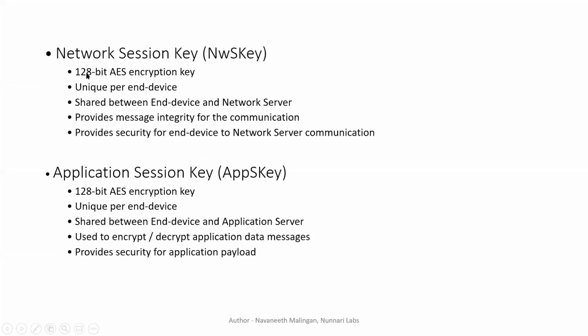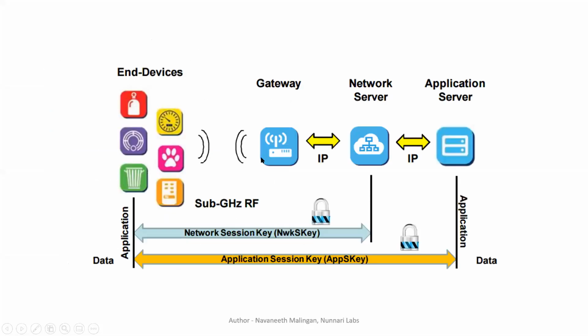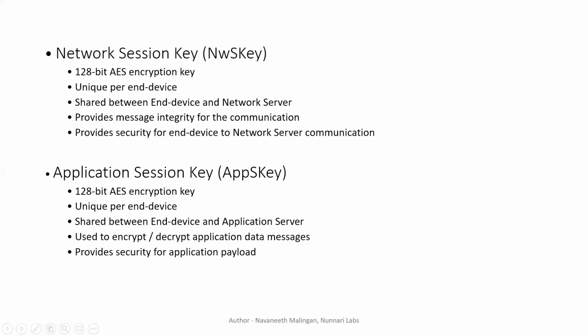Network session key is the 128-bit AES encryption key, right? It is unique per end device and shared between the end device and the network server. Remember, the device address is shared between the end device, network server, and application server. All three know the device address, but the network session key is only shared between the end device and the network server, and it provides message integrity for communication. It's end-to-end encryption between the device and the network server.